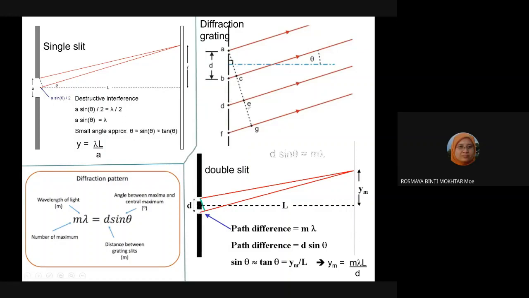Same thing for more than one slit. You use d sin theta equals m lambda. Okay, you use this equation. So I repeat, m is the order number. m starts from 0, 1, 2, 3 and so on. Lambda is the wavelength of the light. Theta is the angle between the maxima and the central maximum. And d is the distance between the grating slits, in meters.